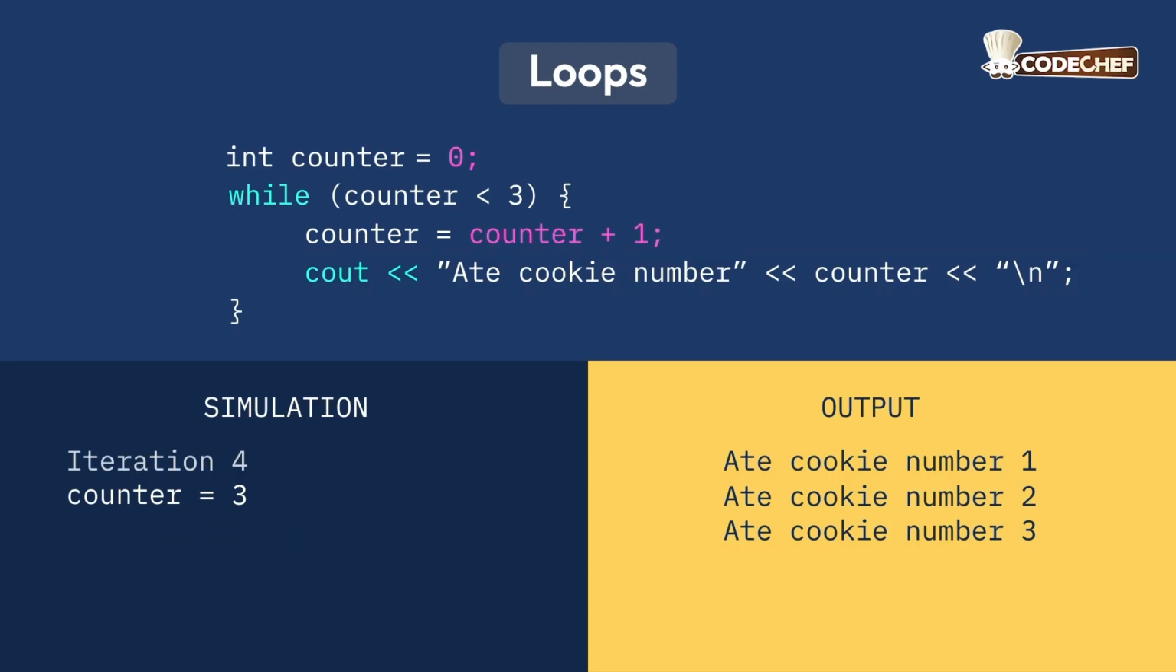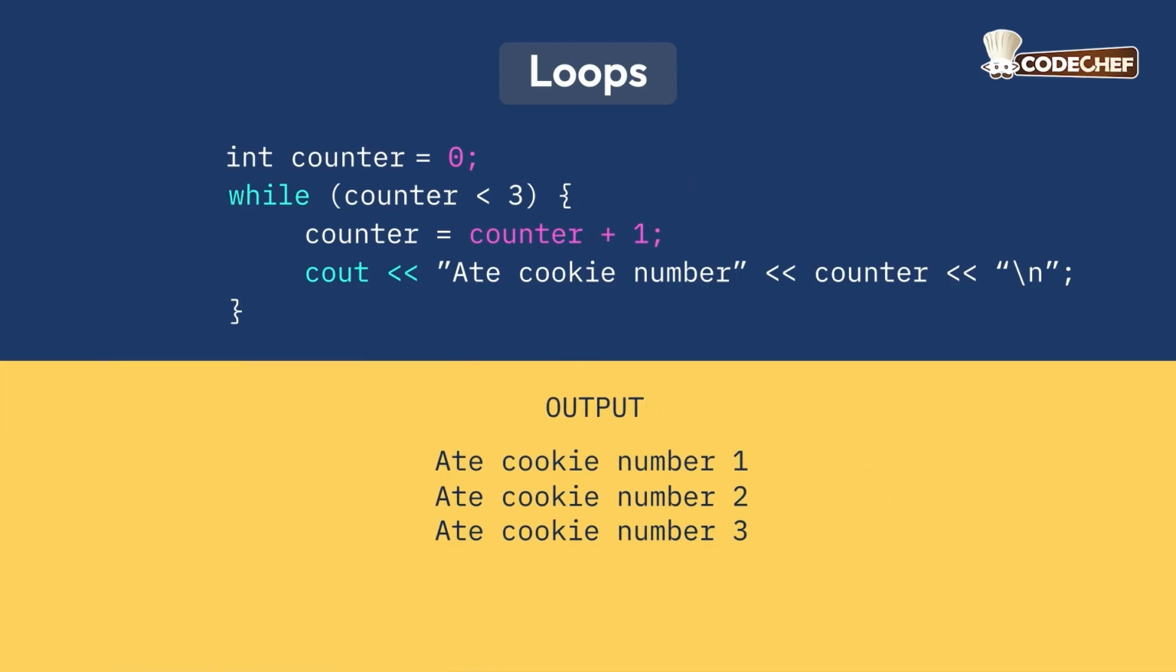In the fourth iteration, counter value is 3. 3 less than 3 is false. The loop stops because the condition fails and the control comes out of the loop. No more iterations are performed.